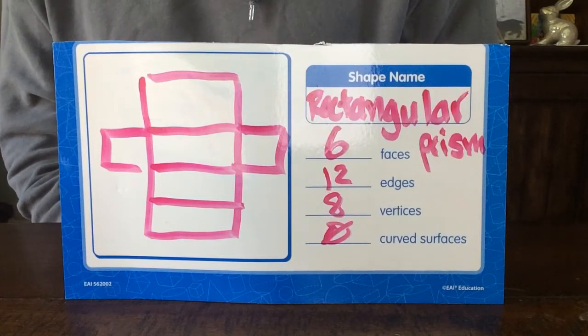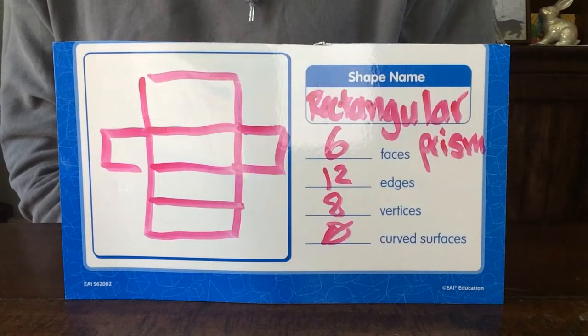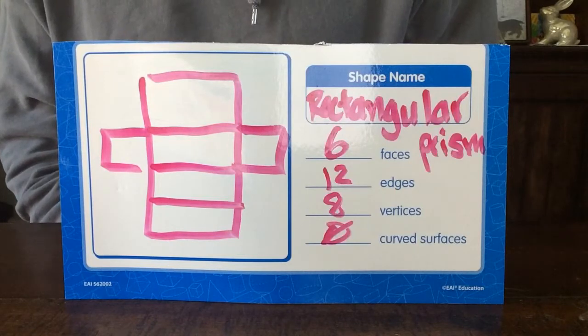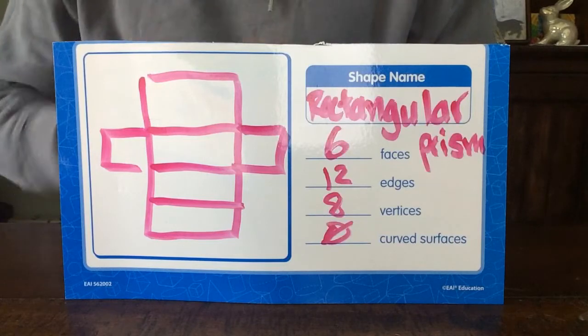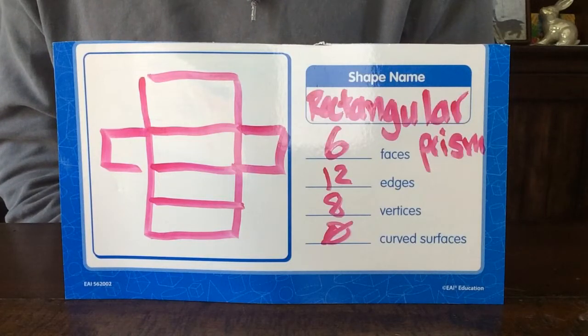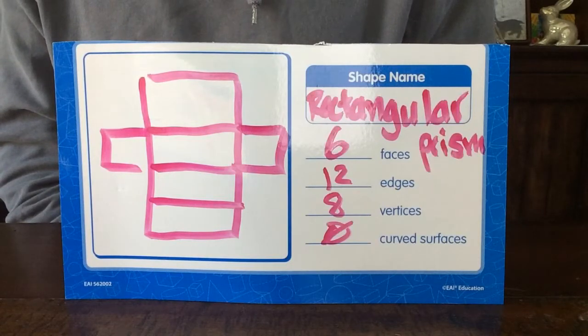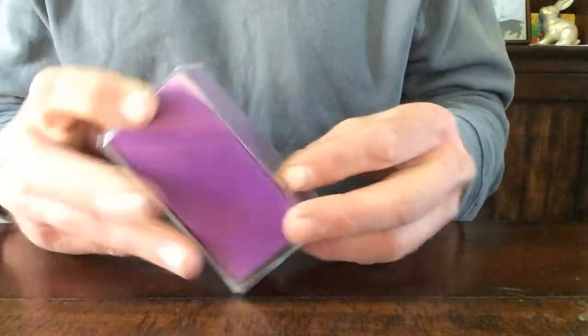Now there's some things that are the same with a cube and some things that are different. You'll notice that this shape has 6 faces like a cube, 12 edges like a cube, 8 vertices like a cube, and 0 curved surfaces like a cube. But a big difference is not all the faces are congruent or the same. So here is the star of our show, the rectangular prism.